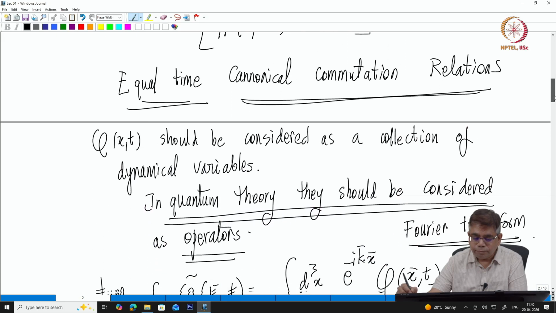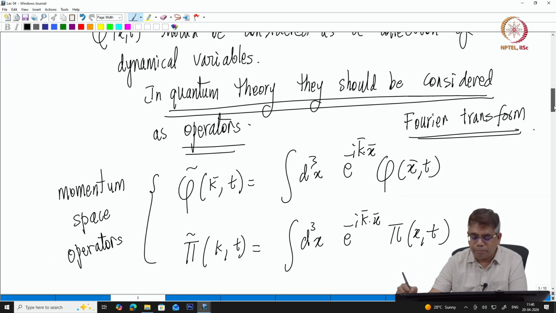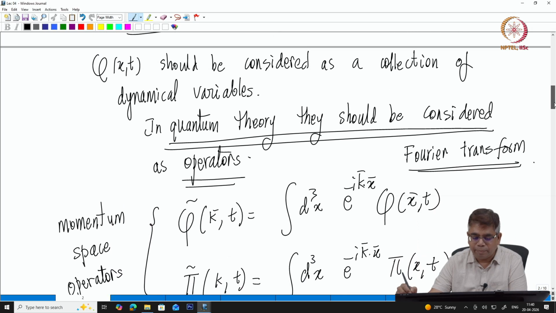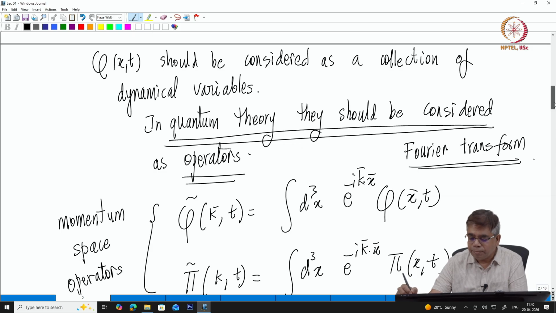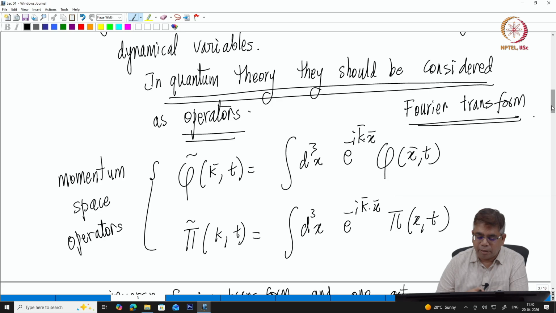Then the procedure we used was that we imposed canonical quantization conditions which we define in this particular fashion. Essentially these are called equal time canonical commutation relations, and what we said was that phi should be considered as a collection of dynamical variables. So we can write phi as a collection, essentially a Fourier transform of that in momentum space.